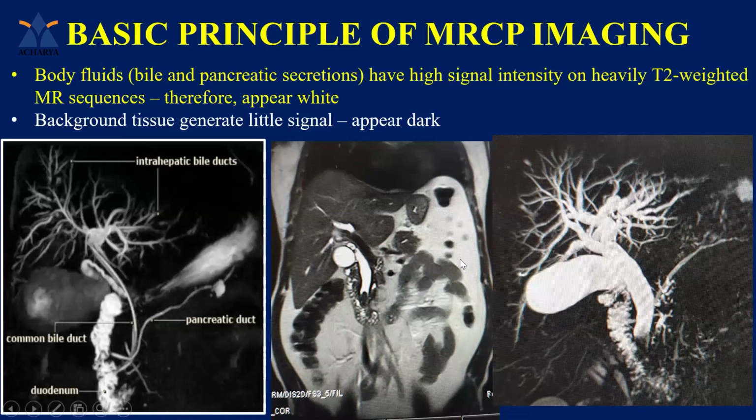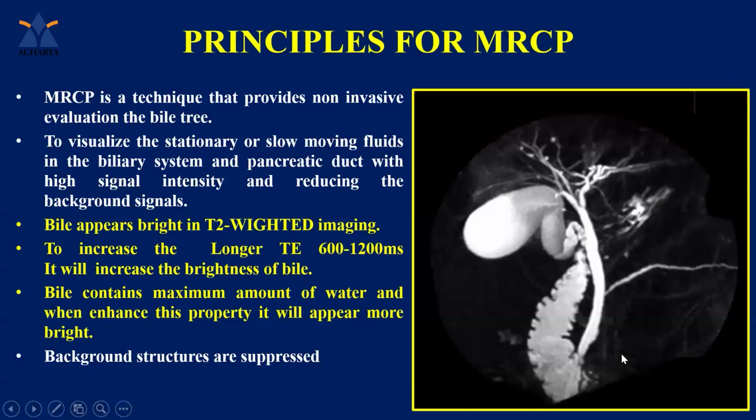So the principle of MRCP is that the technique provides non-invasive evaluation of the bile tree, where the background of the image is totally suppressed because we increase the TE values to around 600 to 1000 milliseconds. What happens is that it enhances the fluid, so the background structures are suppressed and we get only the fluid-containing organs. That is the importance of the MRCP sequences.